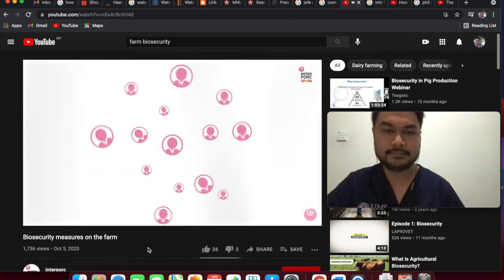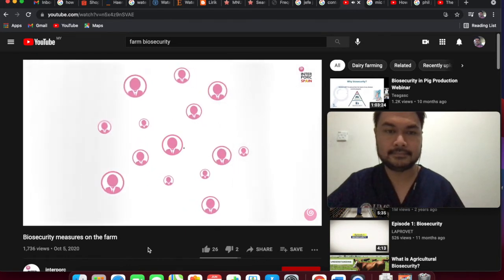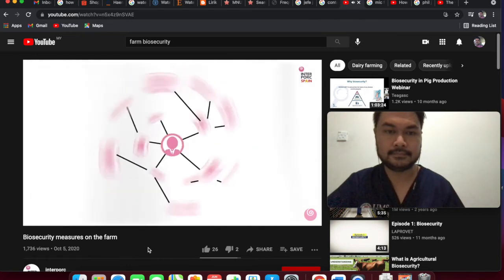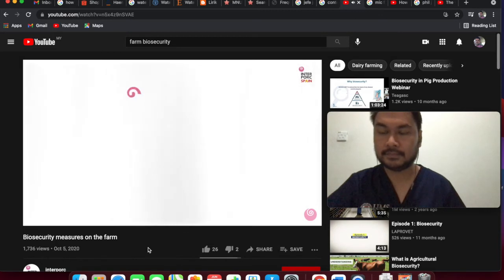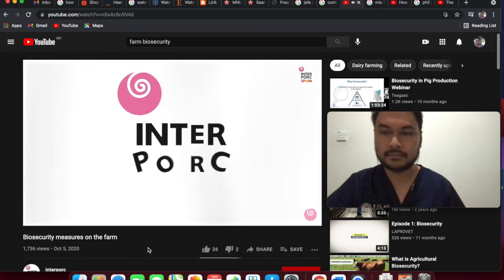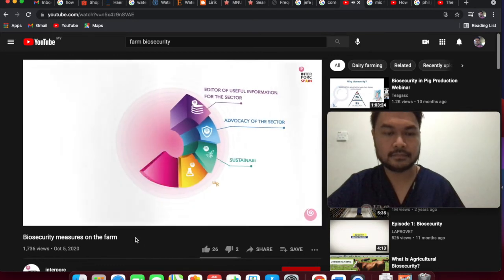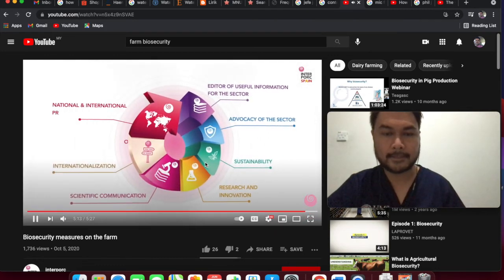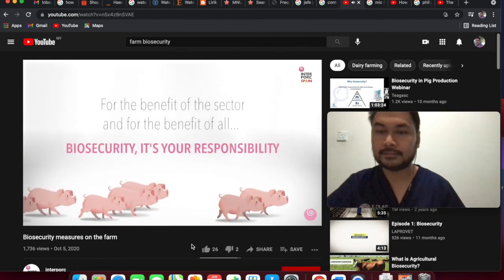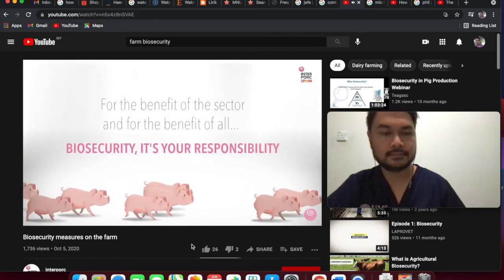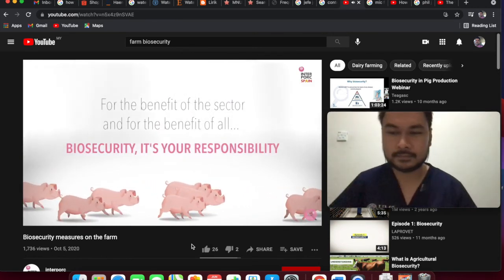As professionals working in the pig production chain, we all have our share of responsibility for the biosecurity program, and at Interpork, we contribute to this by promoting projects that help to improve each aspect related to the health and well-being of our livestock. For the benefit of the sector and for the benefit of all, biosecurity, it's your responsibility.